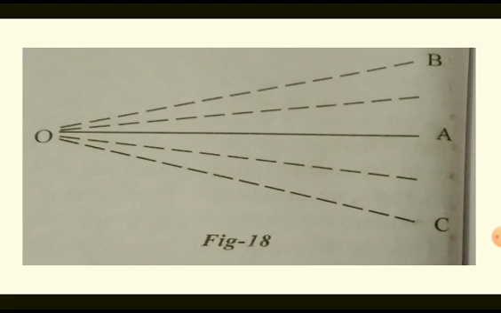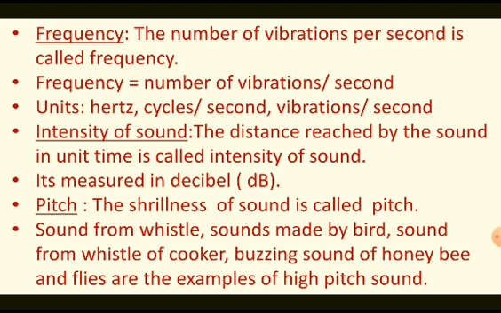And now we have vibrated the object. So the object has moved to B position, and then again it has moved to C position, from A to B and then A to C. So these positions B or C are the maximum displacement of the object. So A to B or A to C is called amplitude, which is measured in centimeters.